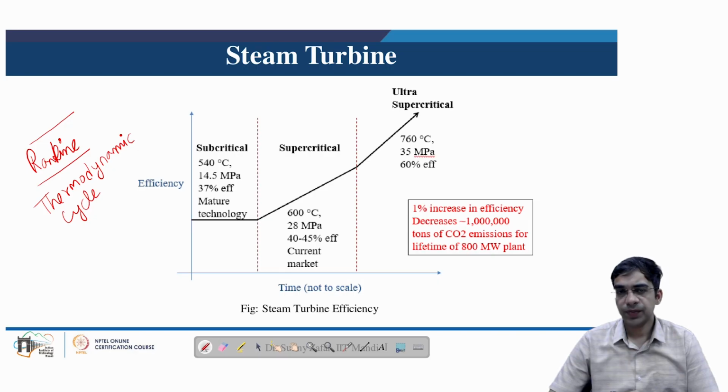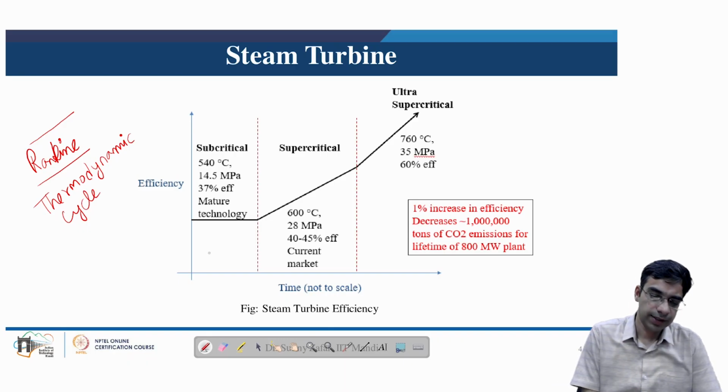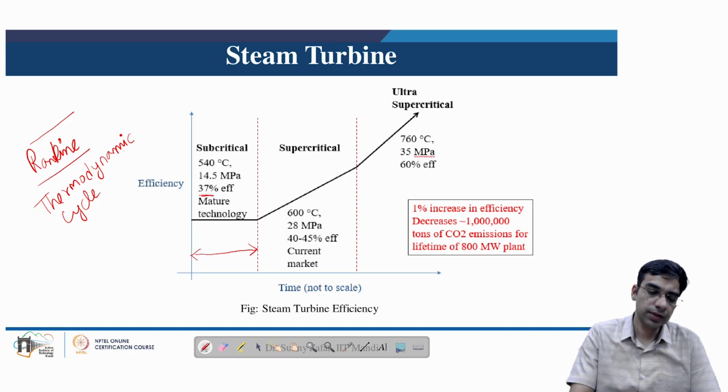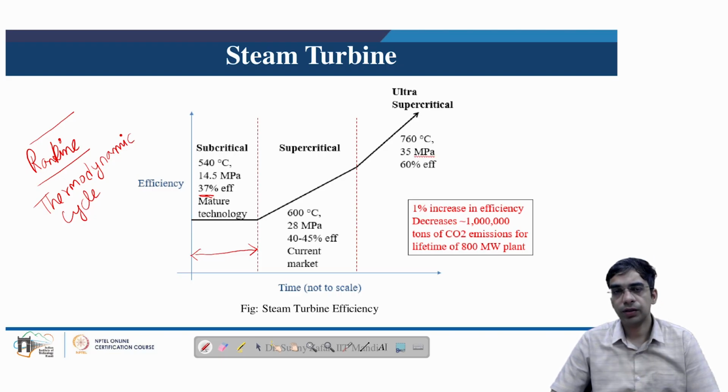So in the initial years, the steam turbines were operating in the subcritical range, which is on the left hand side. So in the subcritical range, we could have working parameters of temperature, that is 540 degrees Celsius, and the pressure of around 14.5 megapascals. And because of these operating conditions, the overall efficiency of around 37% was achieved, and this subcritical technology was much mature and was quite stable for a long period of time.